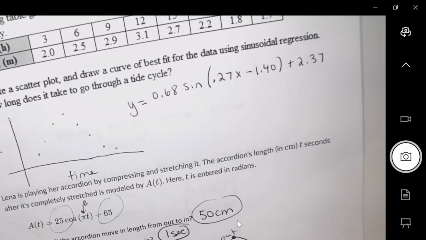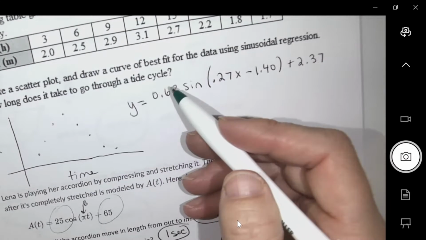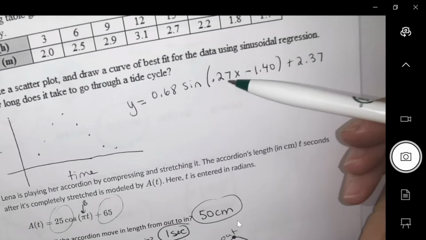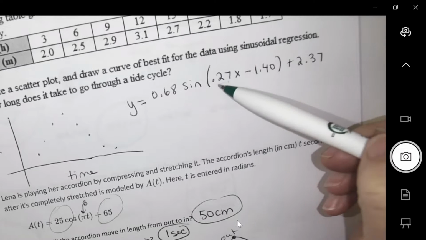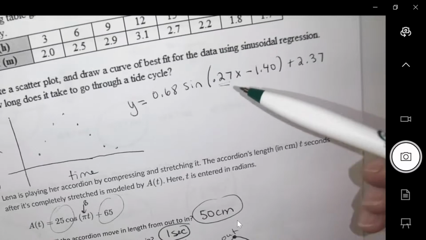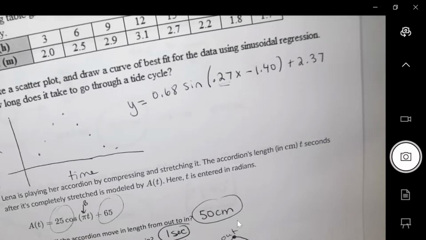Okay, how long does it take to go through tide? Well, normally we could do 2 pi divided by this number, but this number, I don't want to use it because it's rounded. I don't like that it's a rounded number. So I'm not going to do that.